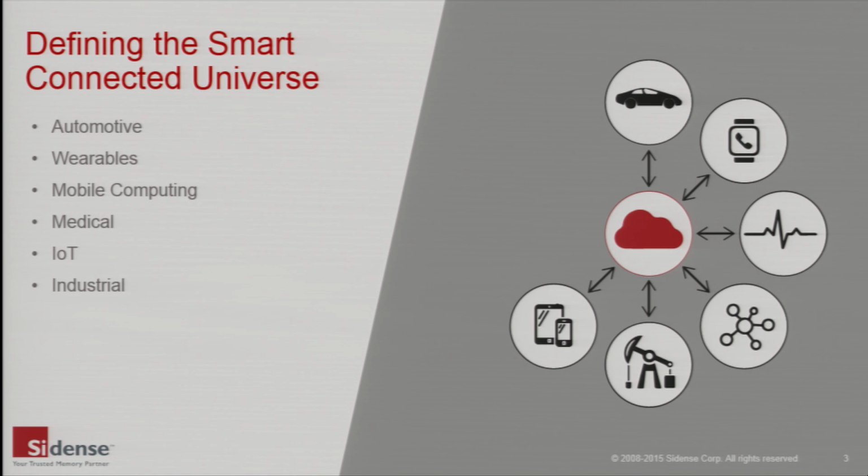Okay, let's define the smart connected universe. The smart connected universe is a term used at Sidense to describe a collection of market segments that are both smart, having some computational capability, and connected, typically wirelessly. They also share a common set of requirements in terms of cost, power, and performance. This new segment cuts across several of the more traditional market segments and includes mobile computing, IoT, wearables, automotive, medical, and industrial. Quite a cut across these segments.